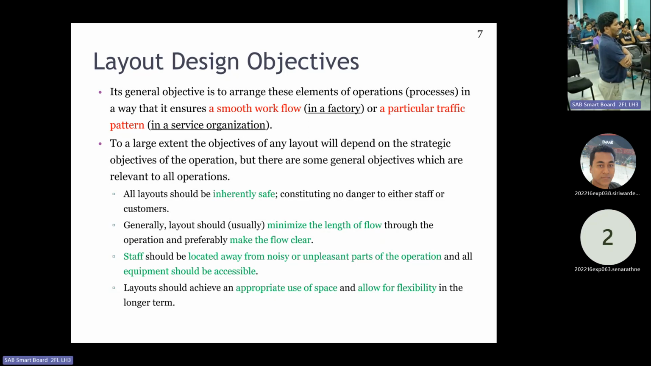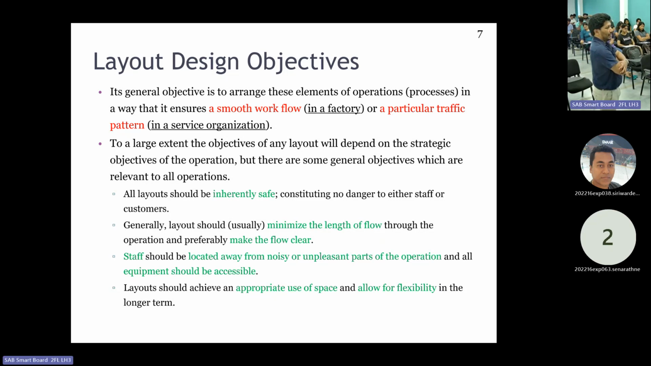All layouts should be inherently safe. Safe to whom? Safe to the user. That is another layout design objective. No danger to either staff or customer. That has gained a lot of recognition now. Designing the layout in such a way that industrial accidents are minimized, making it more healthy, and a safe environment for the users.